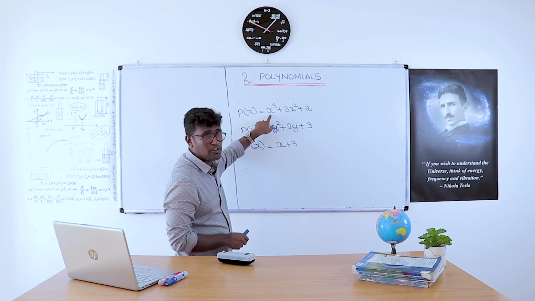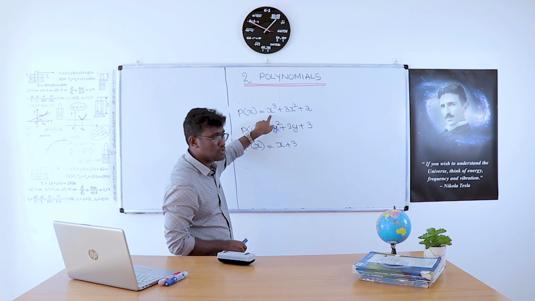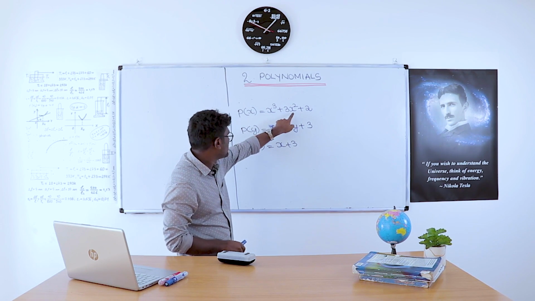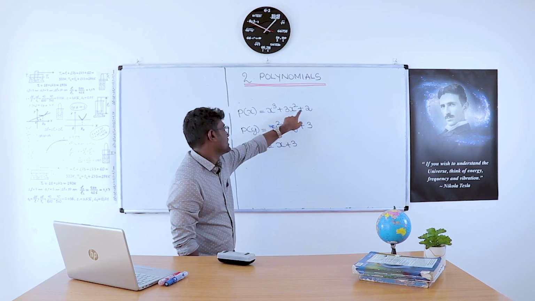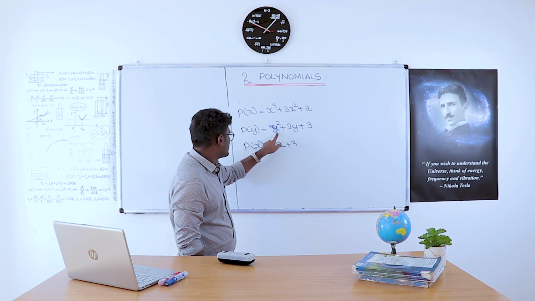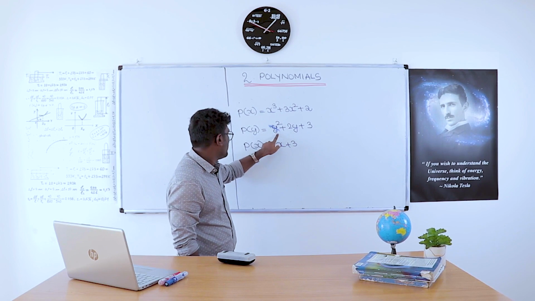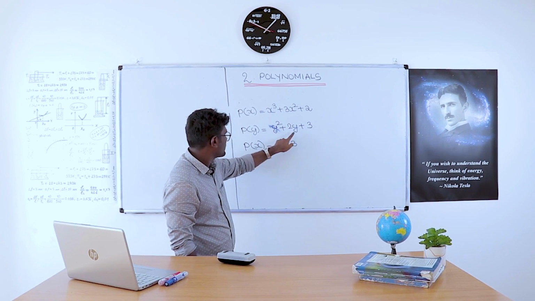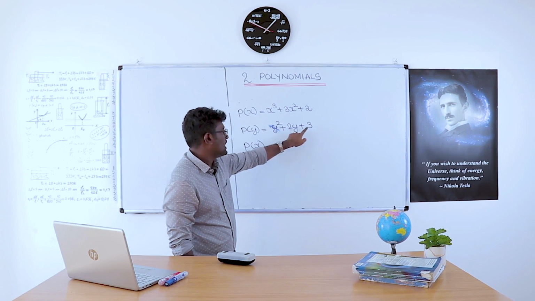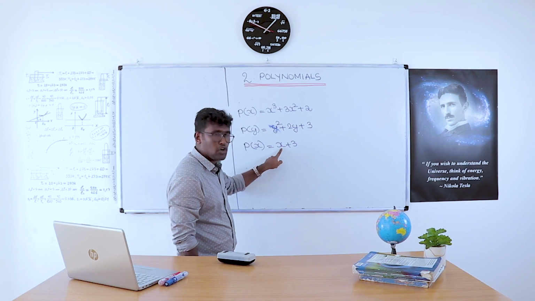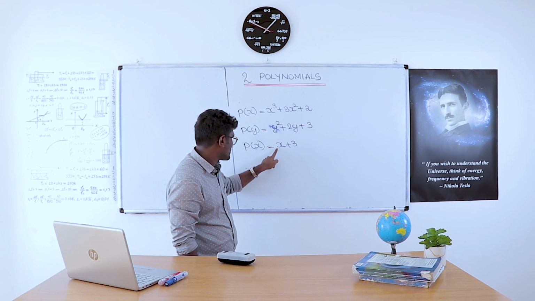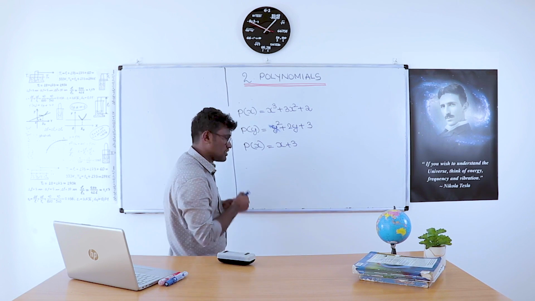What is the coefficient of x cube here? Coefficient of x cube is 1. What about the coefficient of x square? 3 and 2 is a constant. What is the coefficient of y square here? Y square, the coefficient is 1. Y, the coefficient is 2 and 3 is a constant. What is the coefficient of x here? The coefficient of x is 1 and 3 is a constant.